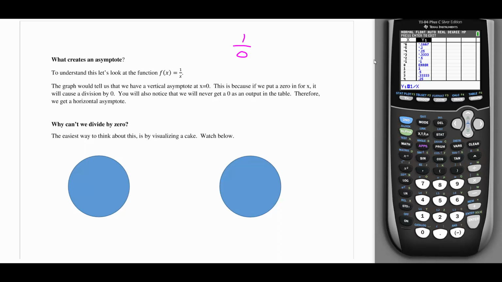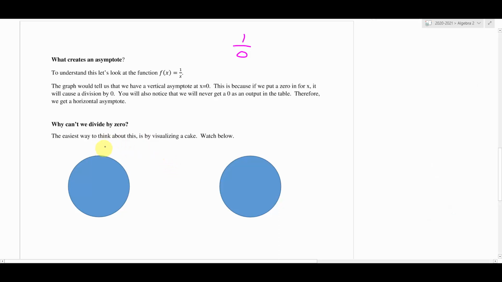Well, why can't we divide by 0? Why doesn't the calculator know how to do this? I think the easiest way to explain this is to think about a cake and visualize dividing a cake. Let's say I have one cake and I'm going to divide it, or cut it into pieces. That's what division means. It means we're going to take something that's a whole and cut it into pieces. So let's say I take 1 and I divide it by 2. That would mean I'm going to take my knife and cut the cake into 2 equal pieces. So that would be 1 divided by 2.